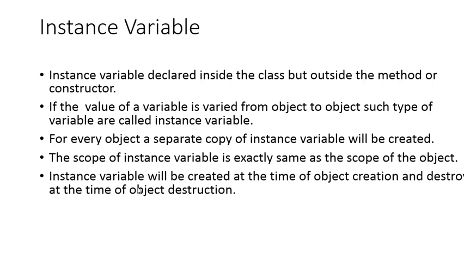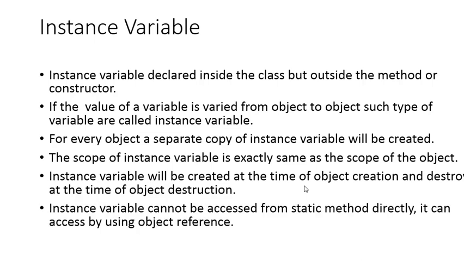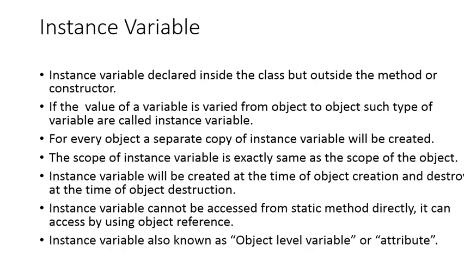So when you create the object, at that time the instance variable will be created, and when you destroy the object, it will be destroyed. An instance variable cannot be accessed from a static method directly. It can be accessed by using an object reference. So when you call an instance variable from the static area, inside the static method, it cannot be accessed directly. You can access it by using the object reference. We will see later in the example.